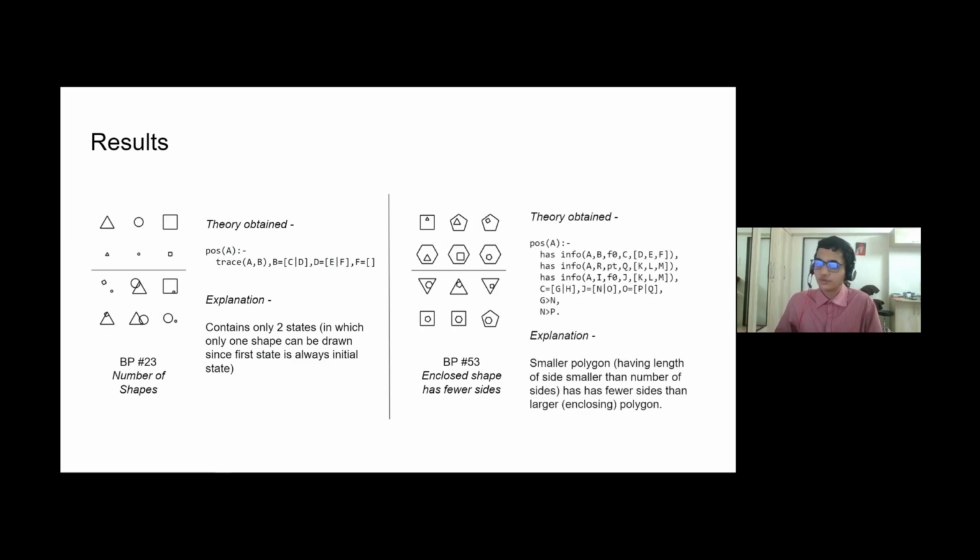On the second example, we have enclosed shapes having fewer sides, the one that I talked about earlier. This is a little bit more interesting one, since the theory that is learned is a little bit more complicated, saying that the smaller polygon has fewer sides than the larger polygon. Here we're saying that a shape is enclosed if it's smaller, and the theory characterizes smaller polygons by having the length of a side smaller than the number of sides in the polygon, which is a kind of indirect way of saying that the shape is small.